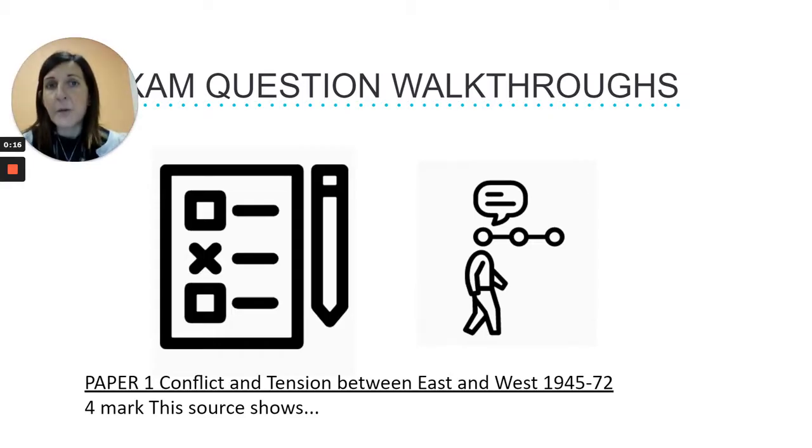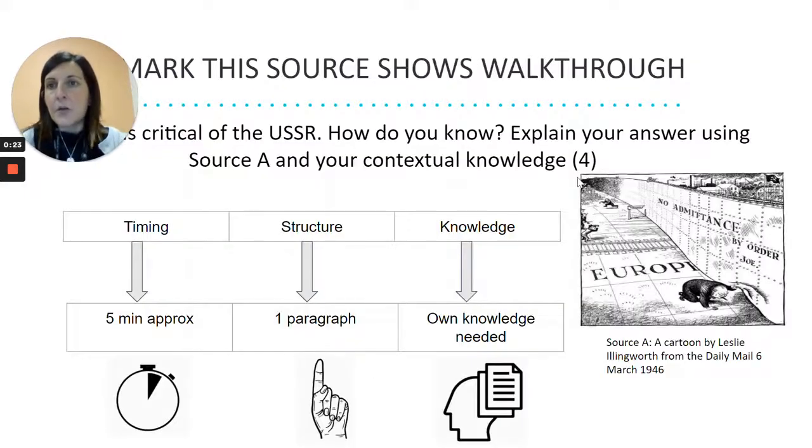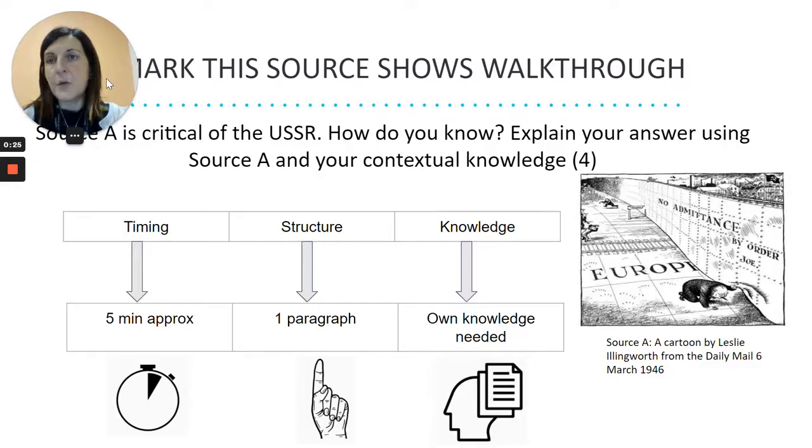So the first question you will get on the Cold War section is a 4-mark "this source shows". You will get given a source and a statement by the examiner, something like source A is critical of or is supportive of, in this case, critical of the USSR. How do you know? You've got to refer to the source and your contextual knowledge in order to be able to answer that question.